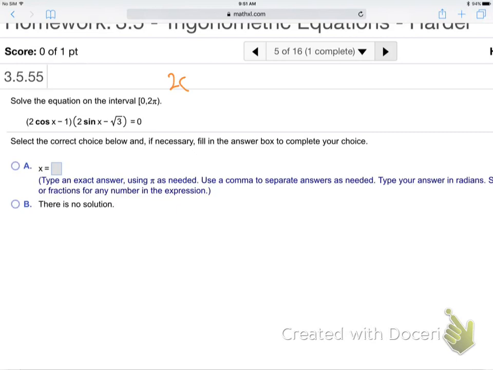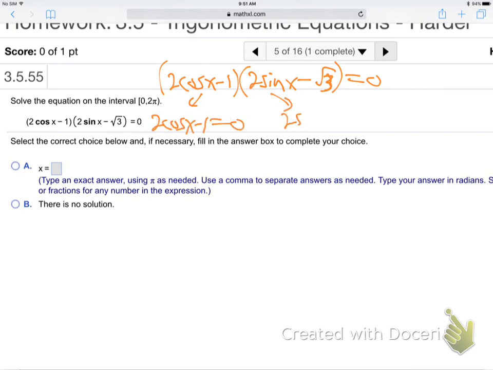All right, so we have 2 cosine minus 1 times 2 sine minus square root 3. That's already halfway through the factoring. They've already got the parentheses and the 0. So you just set the first one equal to 0 and then the second one. Because if 2 things times to equal 0, either one could be 0. So then just solve each one separately.